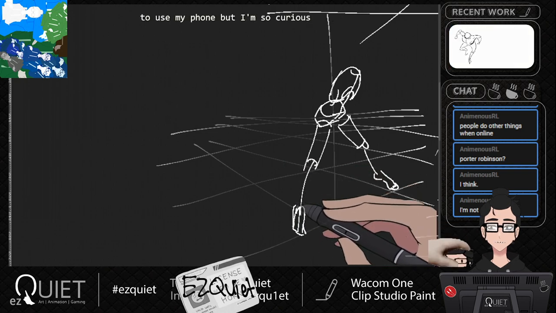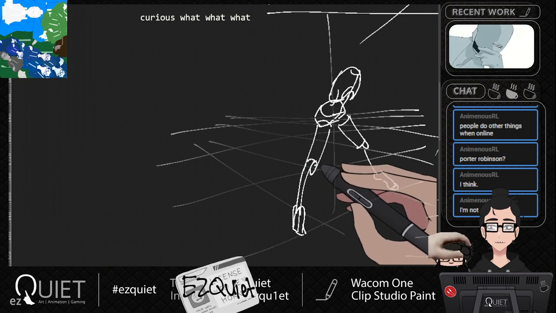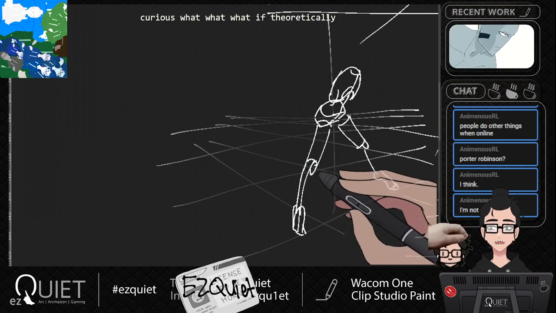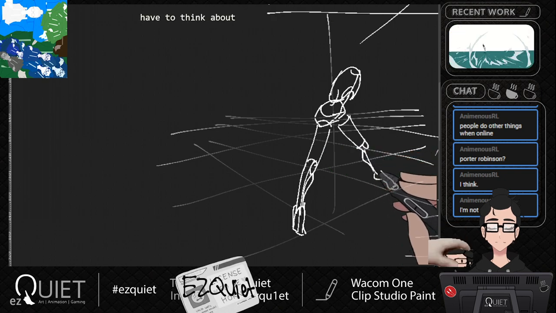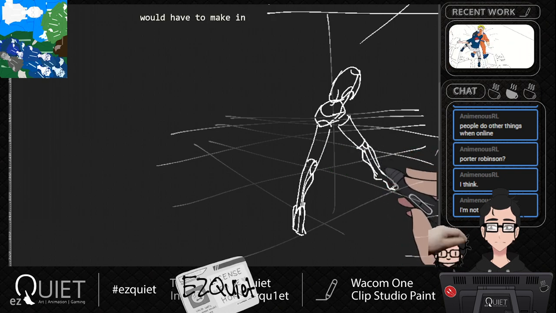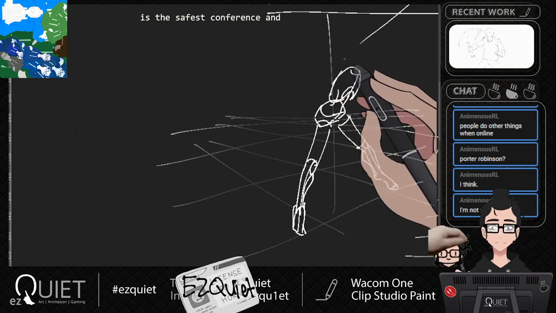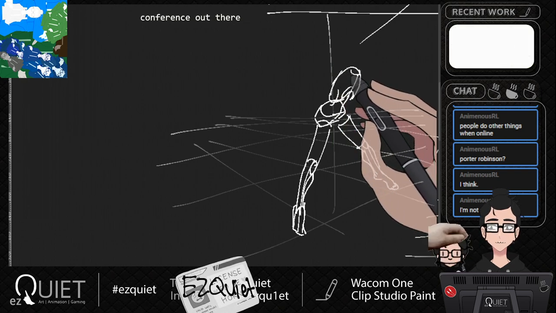I'm so curious, if theoretically we were to have a conference in VR, what are the things we would have to think about? What are the insurances we would have to make in order to make sure this is the safest conference and the most engaging conference out there, right? How would it work?